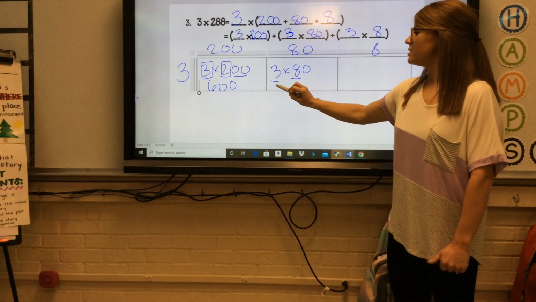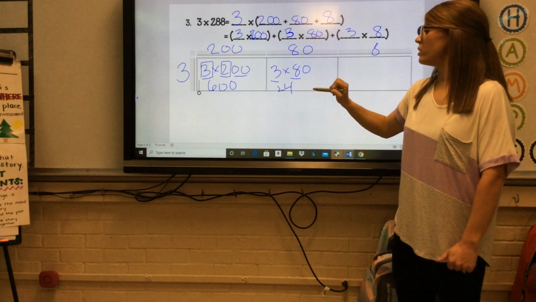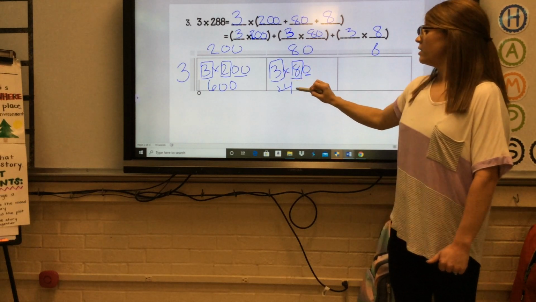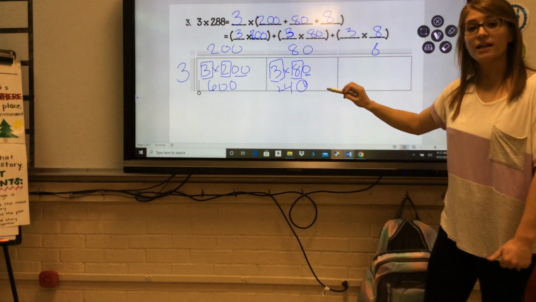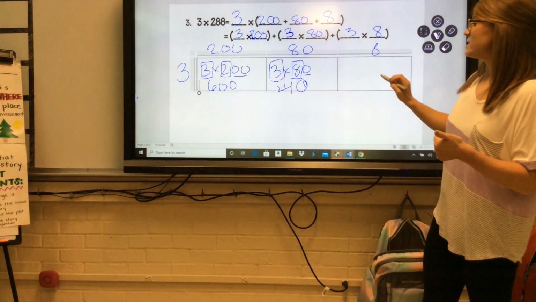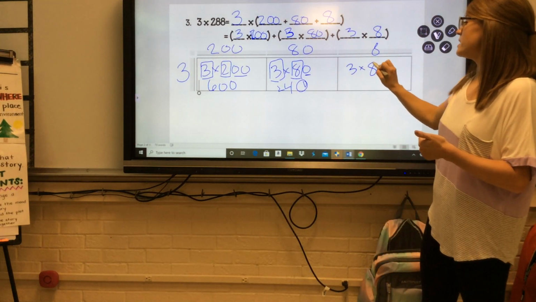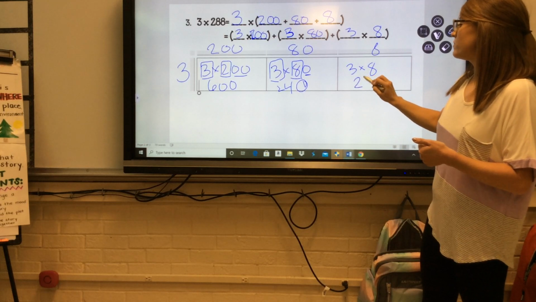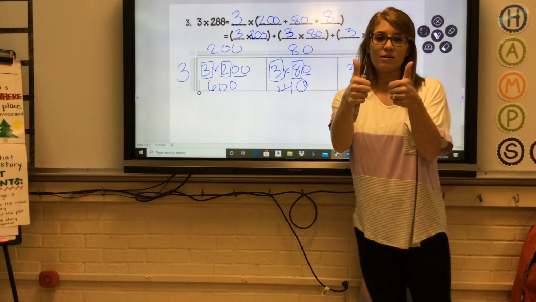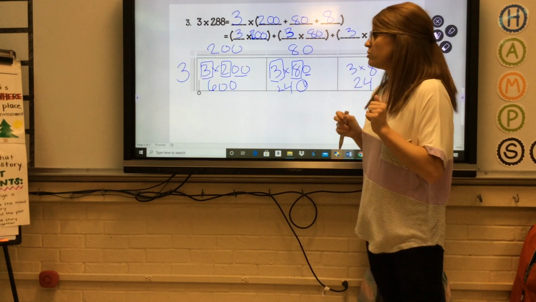The second box, we're multiplying 3 times 80. 3 times 8, you should have gotten 24. Adding 1 zero for 240. Is that what you got? Good job. All right, in the last box, you should have multiplied 3 times 8, and it would have given you 24. Very good. Thumbs up if you got all those. Rock on. I knew you would.